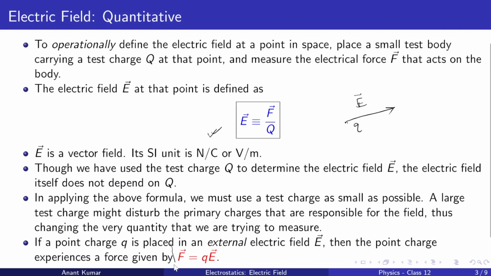Remember that a point charge or any charge cannot exert a force on itself. So when I talk about the force on a point charge by an electric field, this electric field is produced by some other charges, and we are getting the force on a different charge by placing it at a known point in the electric field. Fine.